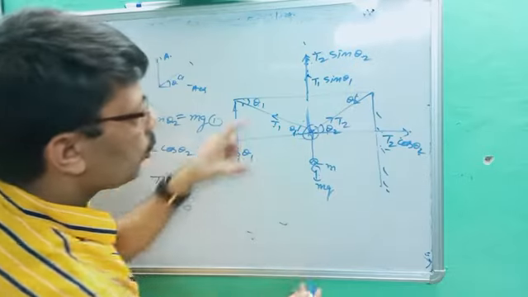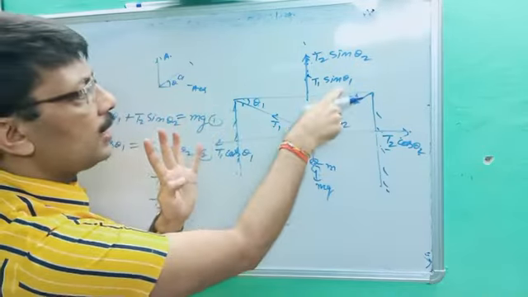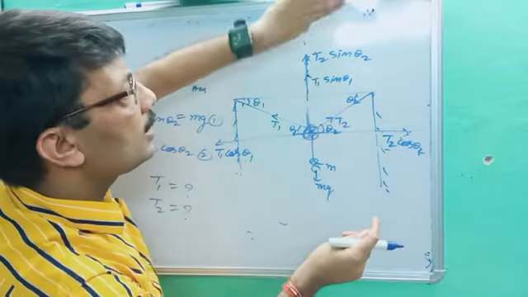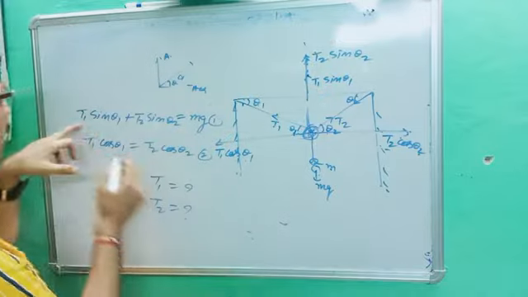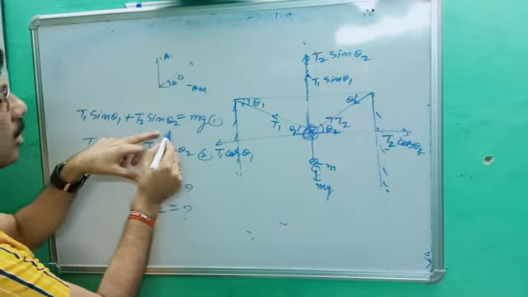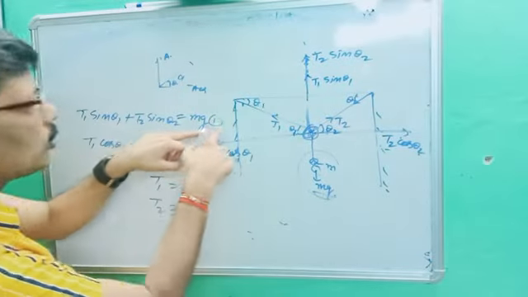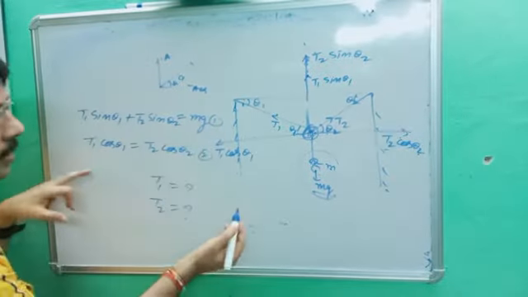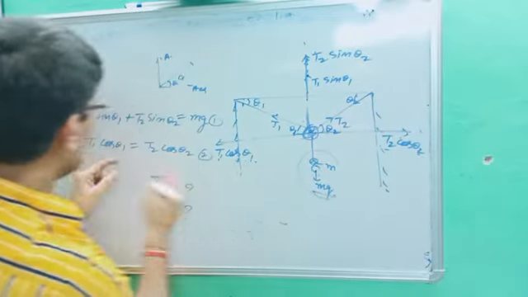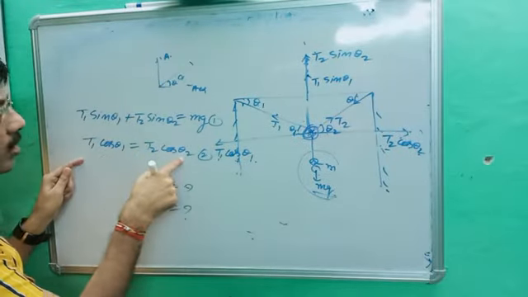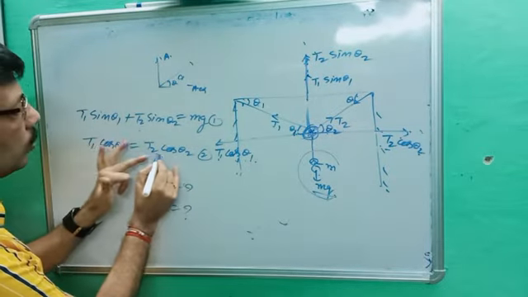Now you see there, at that point four forces are acting. T1 sin theta 1 plus T2 sin theta 2 are working in the same direction, so they will add up. You better know addition of vectors. So we get T1 sin theta 1 plus T2 sin theta 2 is equal to what we get downward, mg. This is equation number one. In the second equation, T1 cos theta 1 is on that side and T2 cos theta 2 is on the other side. So T1 cos theta 1 minus T2 cos theta 2 is equal to 0, or directly we can write T1 cos theta 1 is equal to T2 cos theta 2.